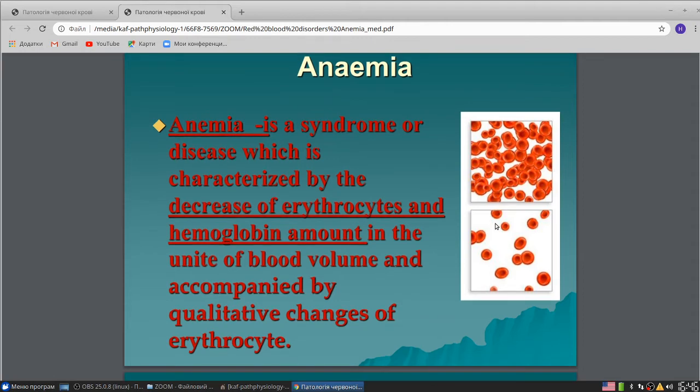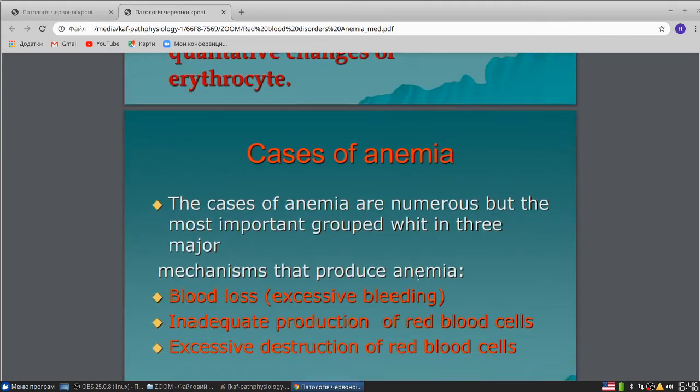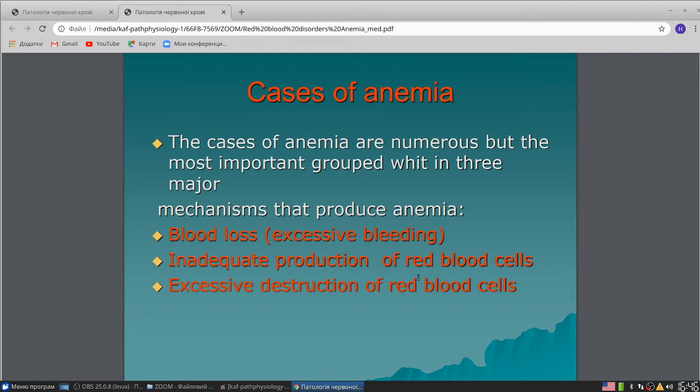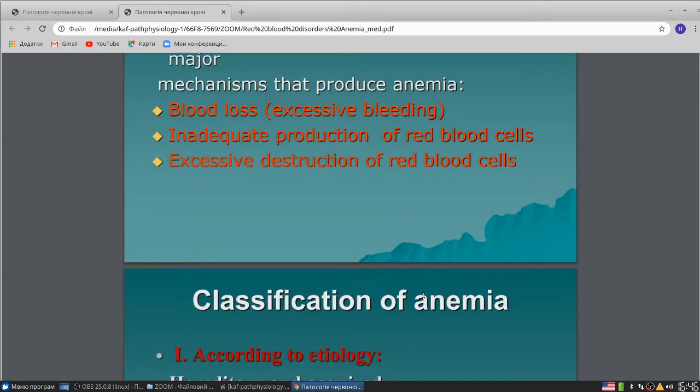Anemia. Anemia is the most common disease of red blood cell pathology. Anemia is a syndrome characterized by a decrease of erythrocytes total amount and hemoglobin in a unit of blood volume, accompanied by qualitative change of erythrocytes. Different factors can cause anemia, but depending on etiopathogenesis, we can subdivide anemia into three groups. Anemia due to excessive bleeding, blood loss, post-hemorrhagic anemia. Anemia due to inadequate production of red blood cells, of degenerative type. And anemia due to excessive destruction of red blood cells, hemolytic anemia.